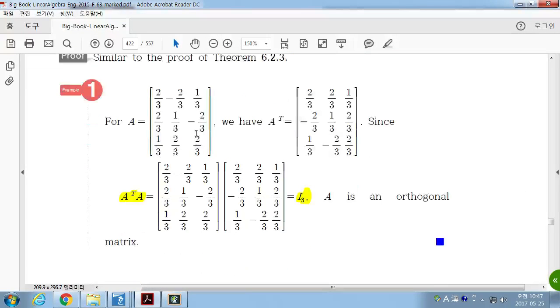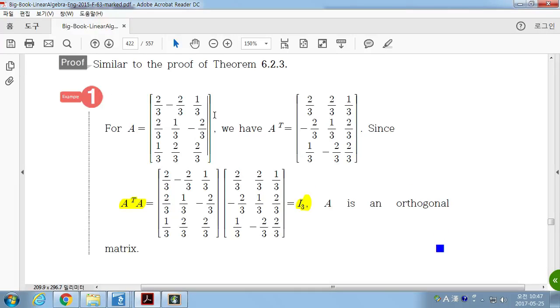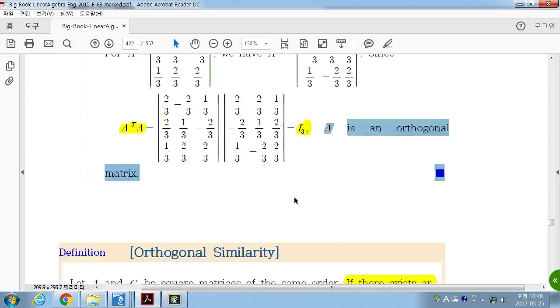With that knowledge, you can check the following. If A is a given matrix like this, and you check that A transpose A is an identity matrix, then you can say this given matrix is an orthogonal matrix. So it's very easy to check whether a given matrix is an orthogonal matrix or not. If you have A, just check whether A transpose A is an identity matrix or not. Okay? If it's an identity matrix, then it is an orthogonal matrix.